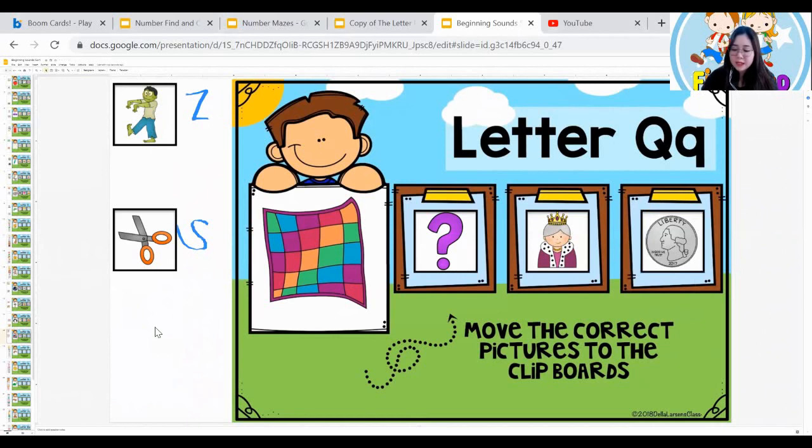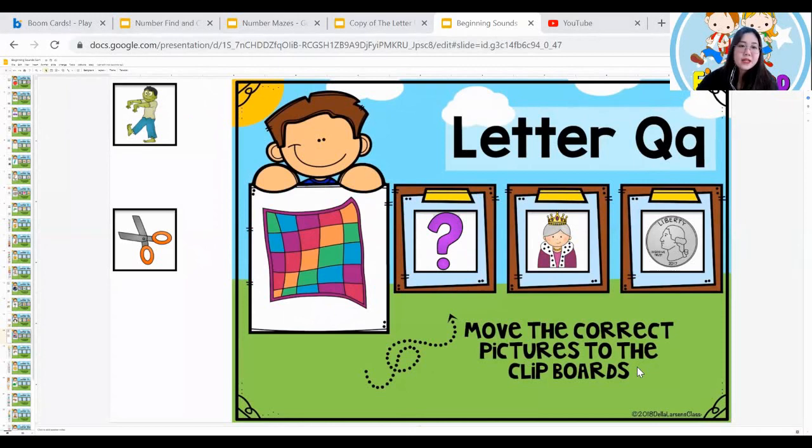We have the letter Q. The sound of Q is kwa, kwa, kwa. For quilt, question mark, queen, and quarter. All of these pictures start with what letter again? Letter Q. Good job. So now, let's see what our letter is for today.